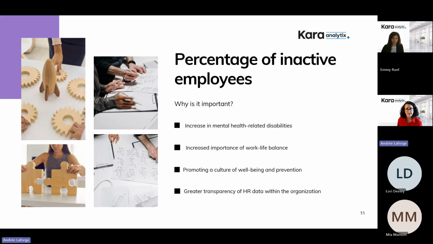Now, another one that I think is really important is the percentage of inactive employees. Why is this important? We're seeing a rise in mental health related disability across many organizations. Work-life balance is becoming a top priority for employees and also for employers. There is a growing attention to well-being and prevention in the workplace. And finally, there is more transparency around HR data, including absences and leave trends. So by tracking this KPI, HR can monitor pressure points in the organization, identify where additional support or prevention measures may be needed, and better plan workforce capacity and replacement needs.